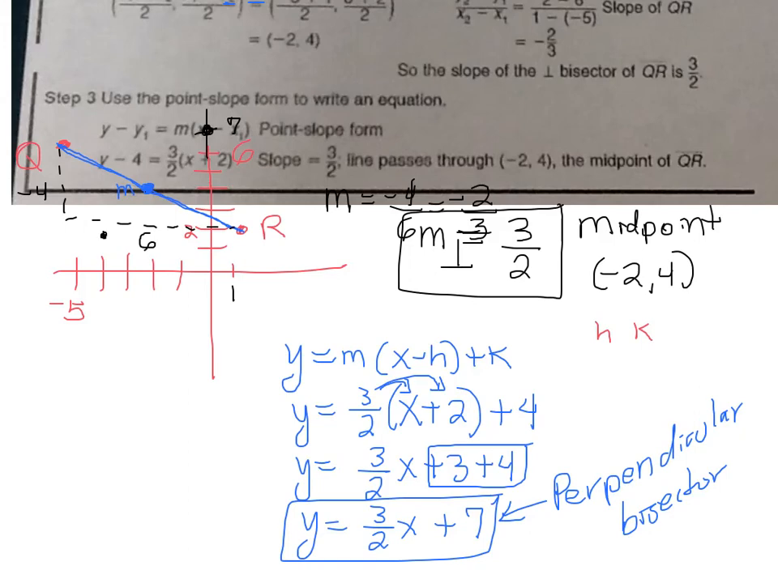And I can continue. See, I was over here at 4. So I'm at a 1 because I went 3 down and then 2 to the right. And then I just connect those points. And that is a line that is a perpendicular bisector. And that is the second part of section 5.1.